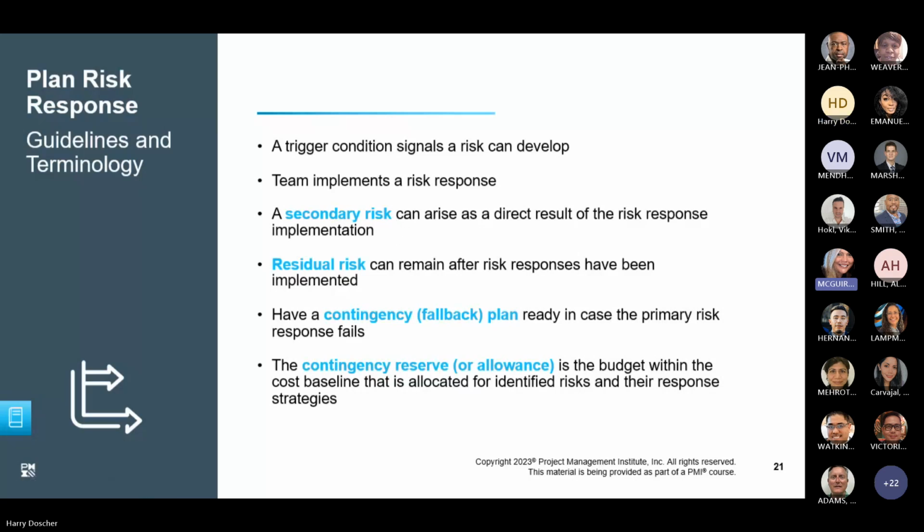If you've resolved all the risks and implemented all the risk responses, there can also be what's called a residual risk, meaning that you may not have gotten everything the first time. All right. So what you need to do is have a contingency plan set up in case the primary risk response fails. You want to have more than one way to address that risk.